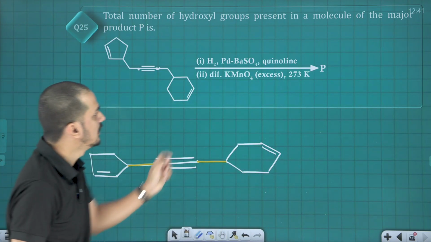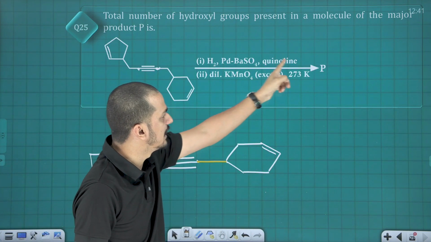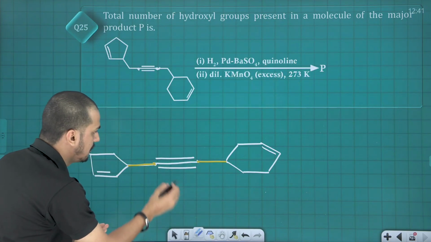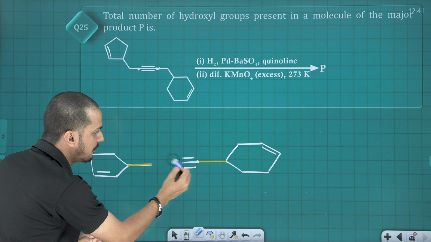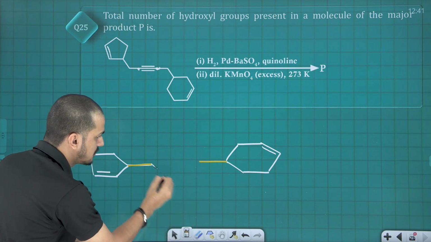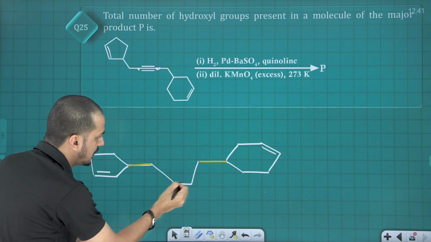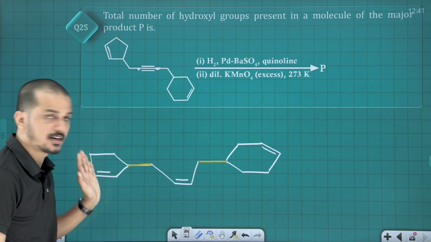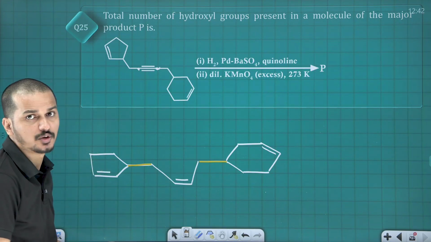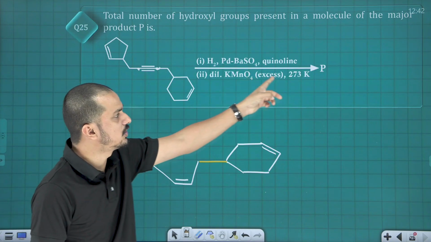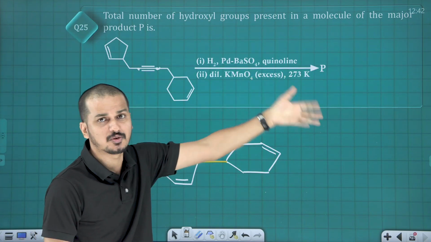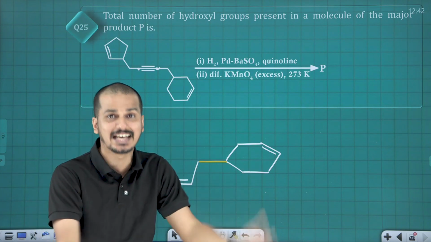Now you are treating this one with hydrogen, palladium, barium sulfate, quinoline. I am writing the answer here itself. Here this triple bond becomes a double bond. That's the answer. Next, you are treating with dilute permanganate. Excess dilute permanganate means you will conduct oxidation.